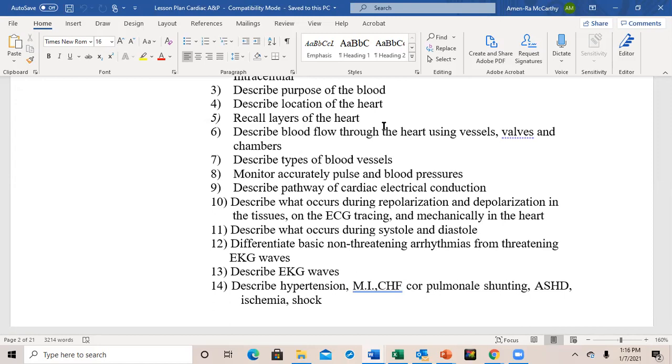Okay? All right. Let me see where we're at. Monitor blood pressure and pulse. You're going to be doing that as well in your lab, being able to take each other's pulse manually and doing blood pressures manually.